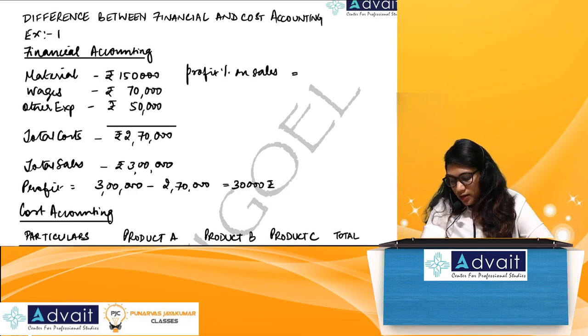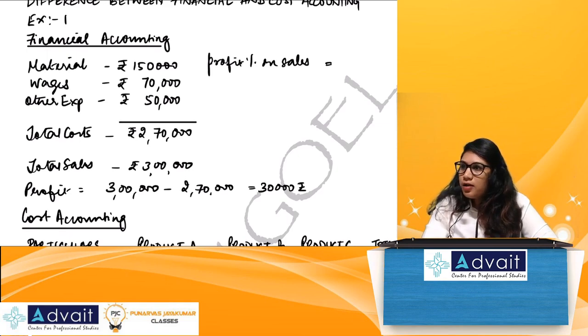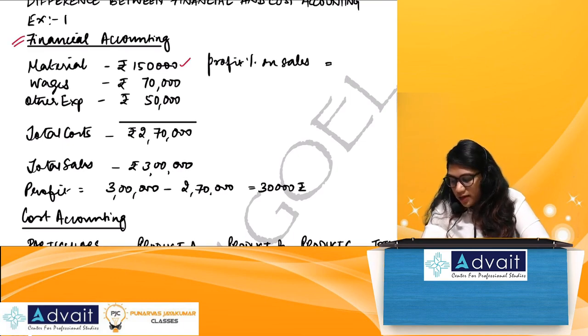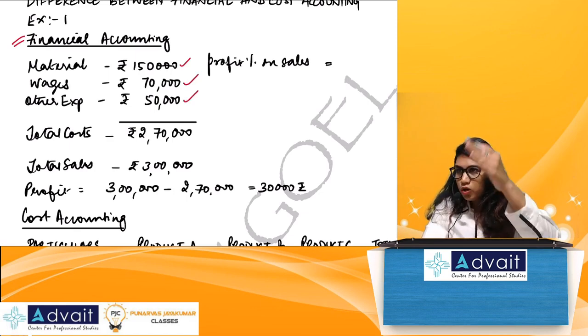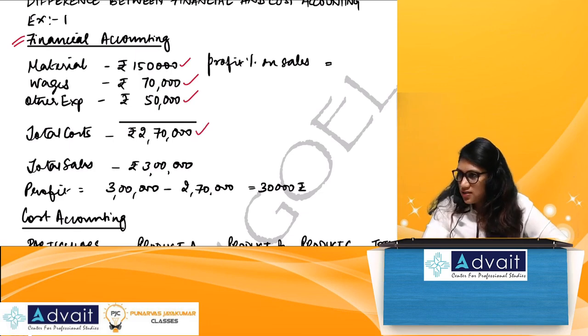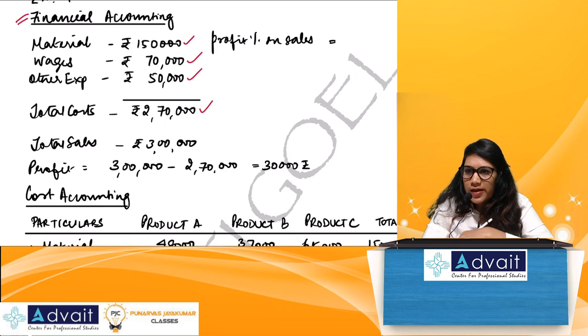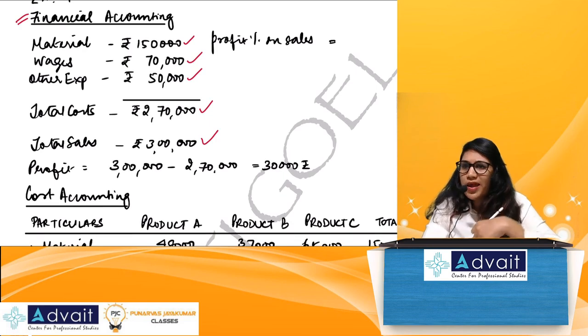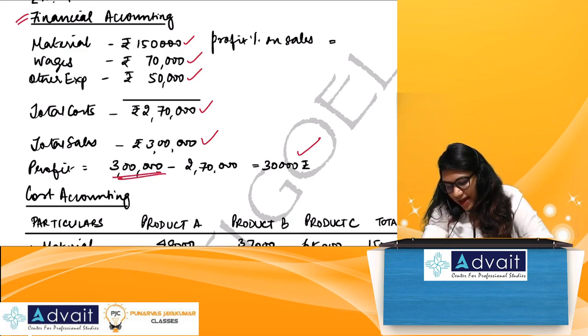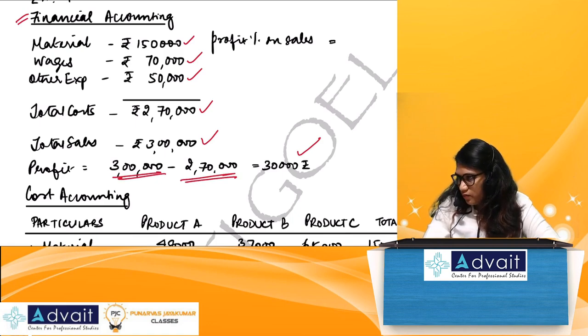Now see here. Let's say the material cost, this is as per financial accounting. Okay, in financial accounting, this is what you would do. Material 1,50,000, wages 70,000, other expenses 50,000. What is your total expense? 2,70,000. Then you will compare this expense to your sales or revenue. So say total sales was 3 lakh. You will put this in your P&L account. By sales, to expenses, to gross profit. How much? 30,000. How did you get 30,000? 3 lakh minus 2,70,000. Correct? This is what you will do.